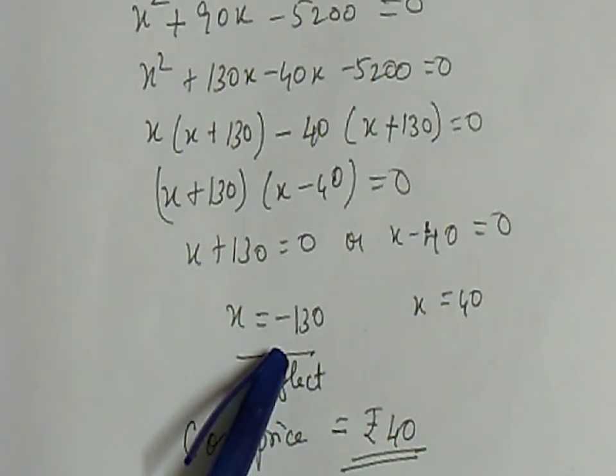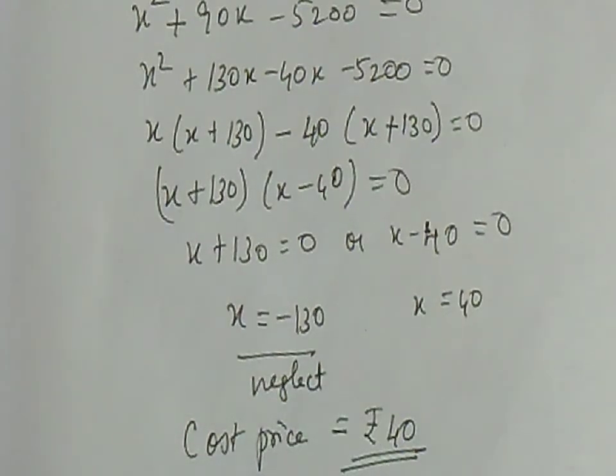Leave the negative one and take the positive. What is x? 40 rupees. Cost price is 40 rupees. Clear?